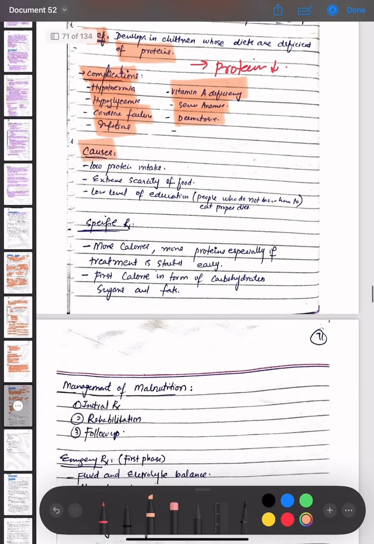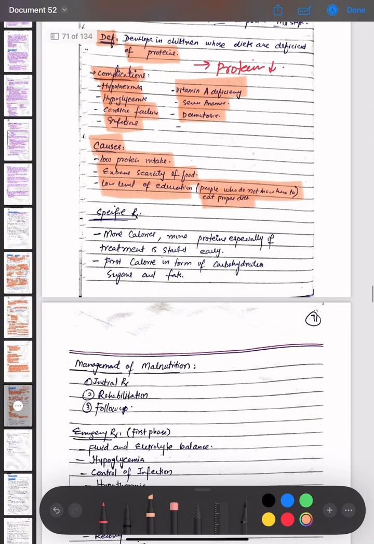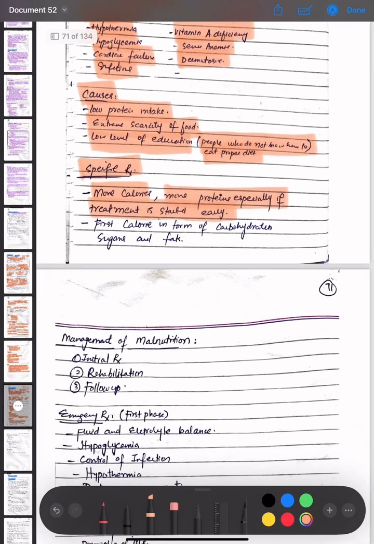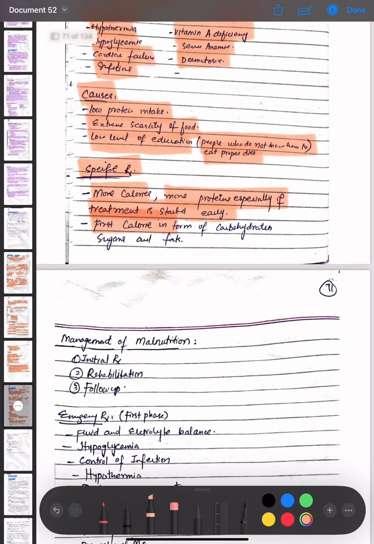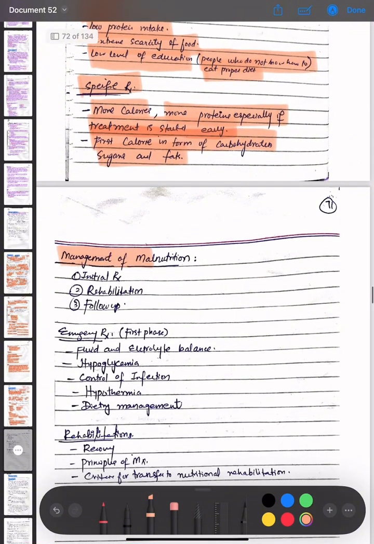Now, the causes of Kwashiorkor are low protein intake, extreme scarcity of food, and low level of education, that is, people who do not know how to eat a proper diet. Then the specific treatment for Kwashiorkor is more calories and more proteins, especially if treatment is started early. First, calories in the form of carbohydrates, sugars and fats. The management of malnutrition is initial treatment, rehabilitation, and follow-up.